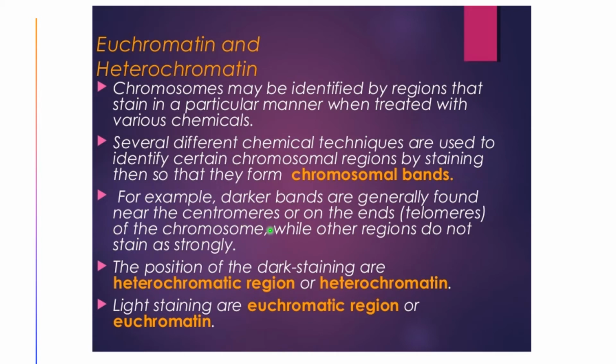So they have their own names. The dark staining regions are heterochromatic regions or heterochromatin, and the light staining regions are euchromatic regions or euchromatin on the chromosomes. That means the darker and lighter regions are stained by using certain dyes or stains or chemicals, which give rise to certain chromosomal bands on the chromosome. Okay, the one which is darkly stained is heterochromatin, the one which is lightly stained is euchromatin. Fine.